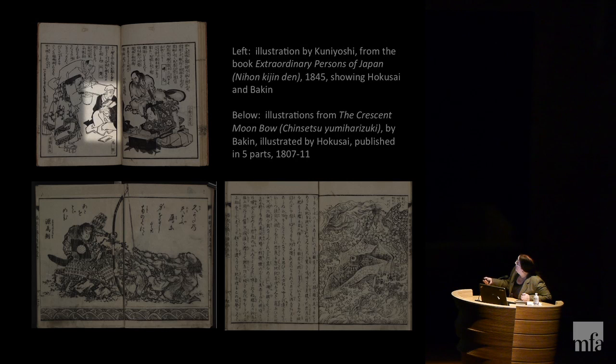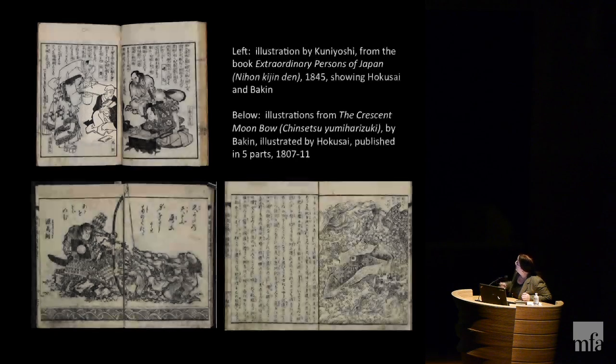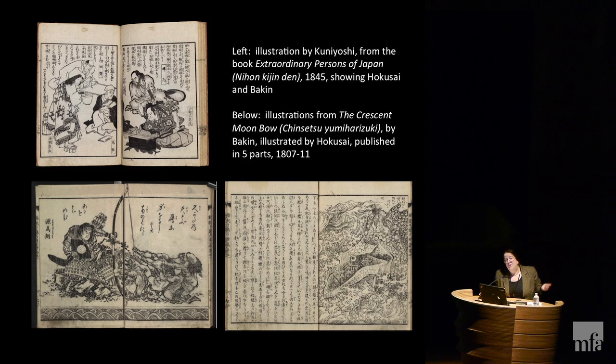And together with the author that he especially collaborated with, Bakin, who wrote a new kind of fiction that became very popular in the early 19th century, and it was adventure stories, often with a historical setting, usually set in the distant past, and often with a fantasy element. So the book, The Crescent Moon Bow, written by Bakin, illustrated by Hokusai, was about a real historical figure of the 12th century. However, the real samurai Minamoto Tametomo was killed in the civil wars at that time.